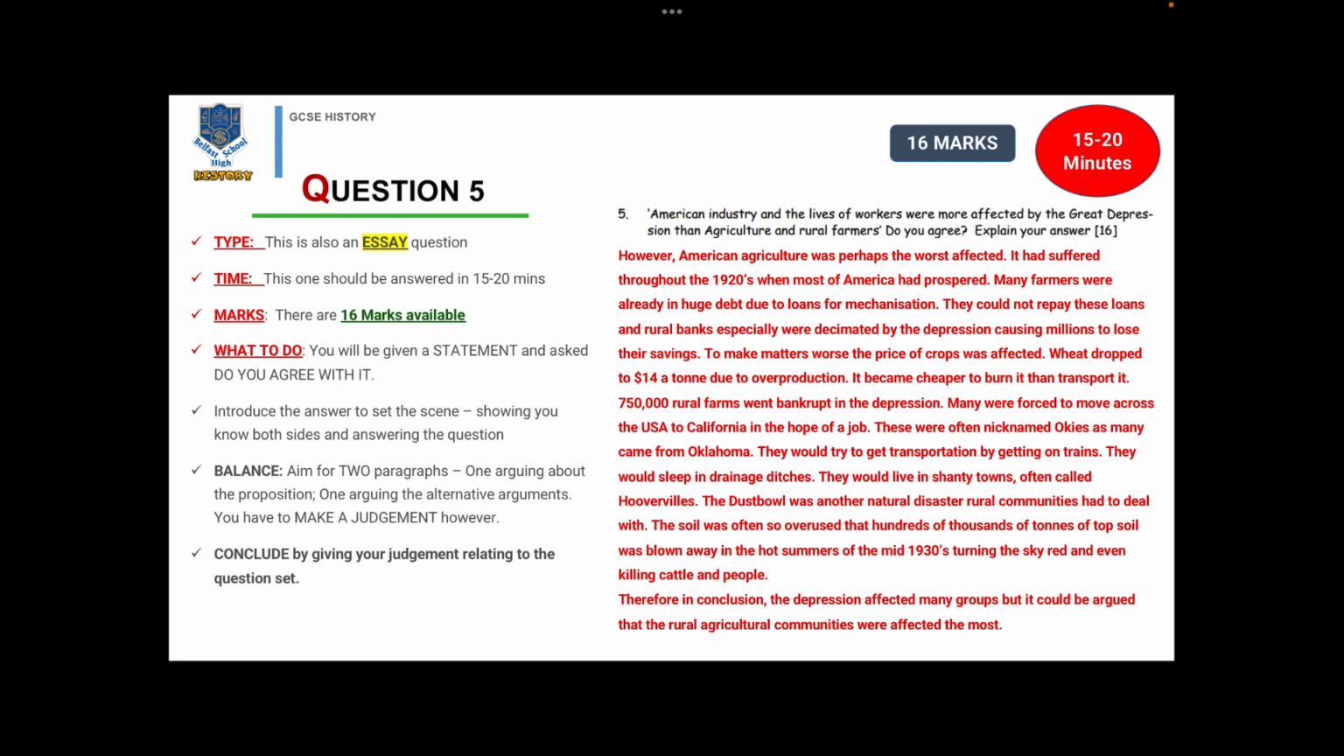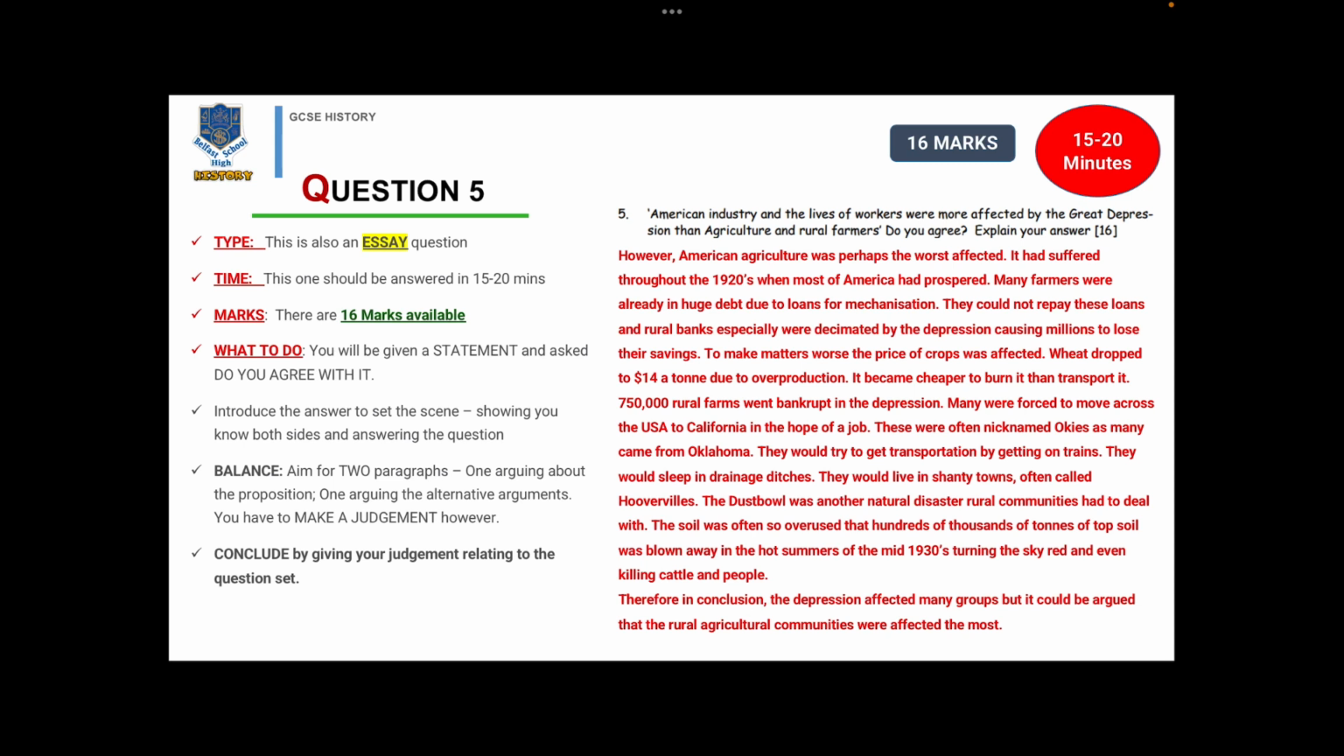Wheat dropped to $14 a tonne due to overproduction. It became cheaper to burn than transport it. 750,000 rural farms went bankrupt in the Depression. Many were forced to move across the United States to California in the hope of a job. These were often nicknamed Okies, as many came from Oklahoma. They would try to get transportation by getting on trains. They would sleep in drainage ditches. They would live in shanty towns often called Hoovervilles.